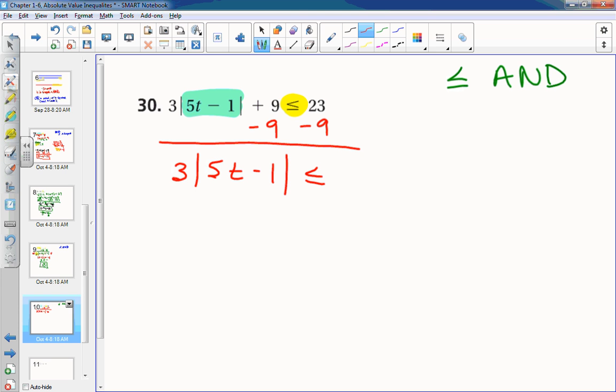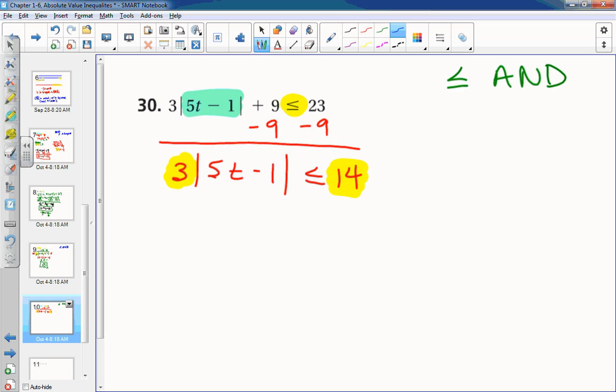Well, what does 23 take away 9? Well, the answer to that is going to be 14. Now, technically speaking, I still need to get rid of this 3. But guess what? 14 is not divisible by 3, is it? Since 14 is not divisible by 3, I'm actually going to leave it alone because I don't want to deal with a fraction since I already have whole numbers there.